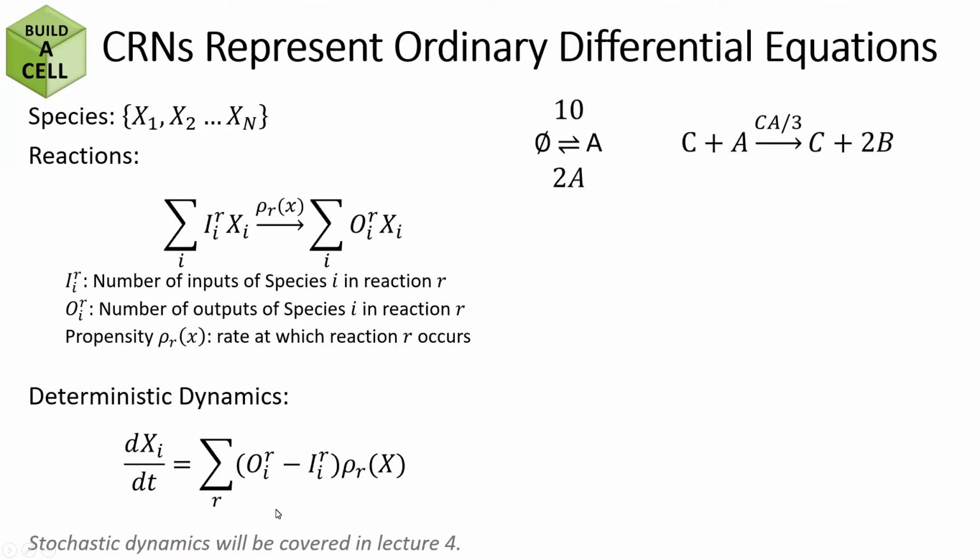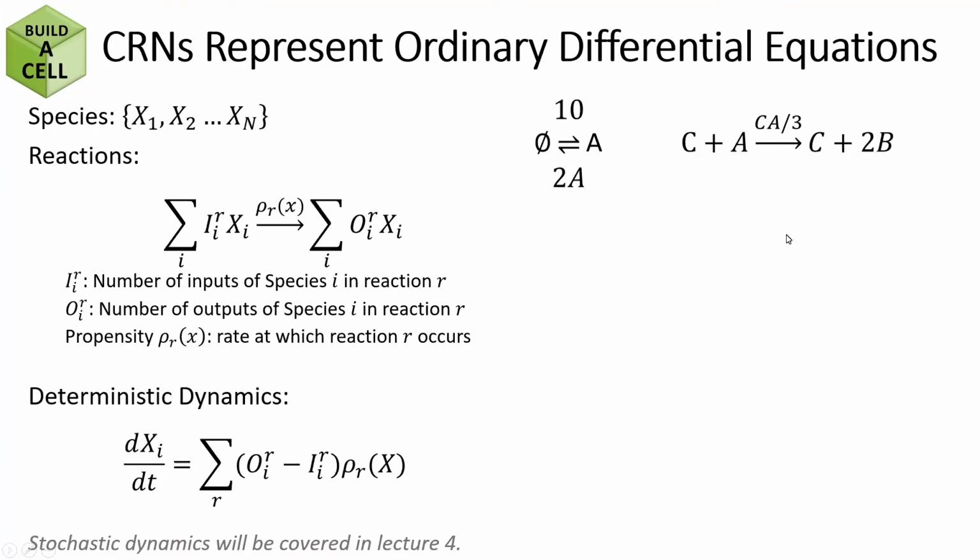So to give you an example, here is a chemical reaction network with 3 reactions. The first reaction is nothing goes to A at rate 10. Then there's a reverse reaction, A goes to nothing at rate 2A. So I'm writing out the exact rates here. And then I have C plus A goes to C plus 2B. So C is catalyzing A to become 2B, and the rate that that's happening is C times A divided by 3.